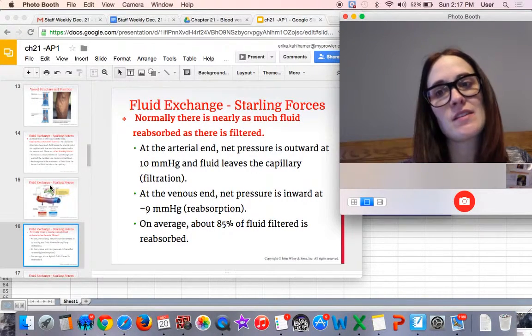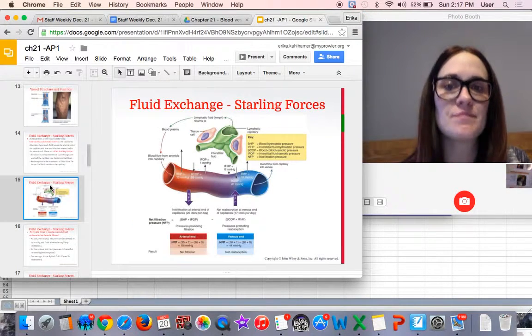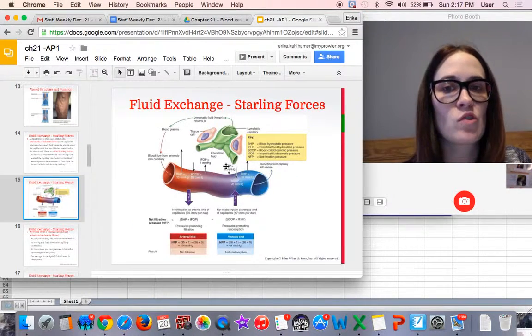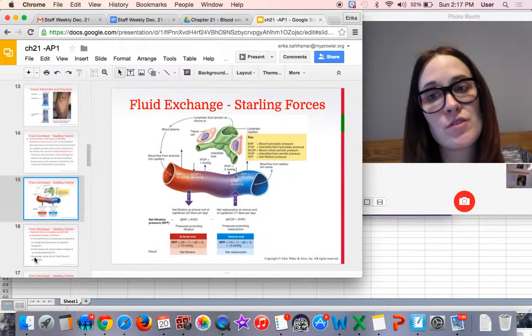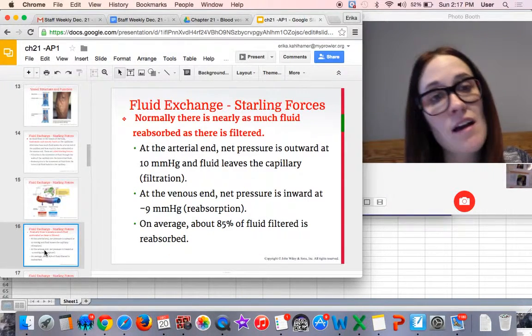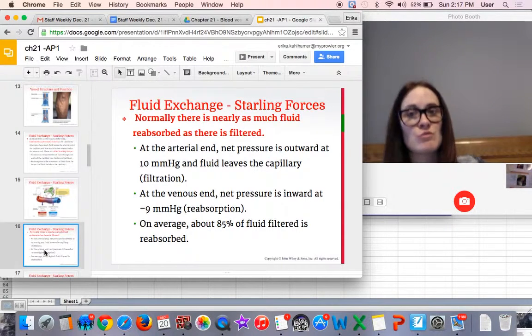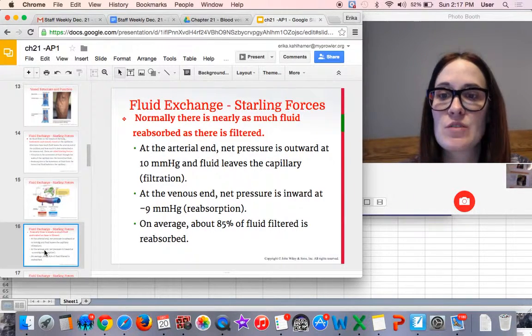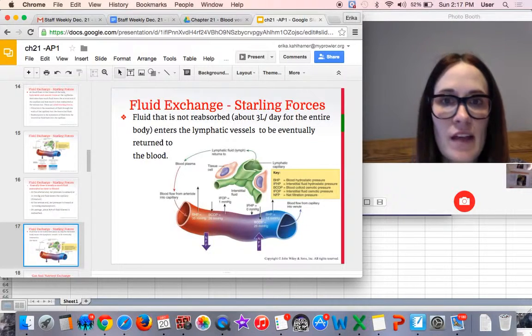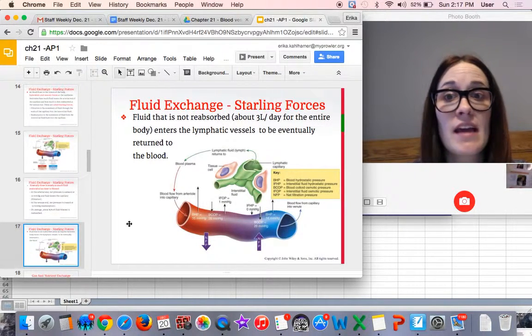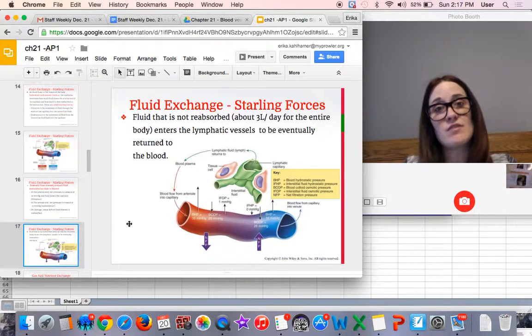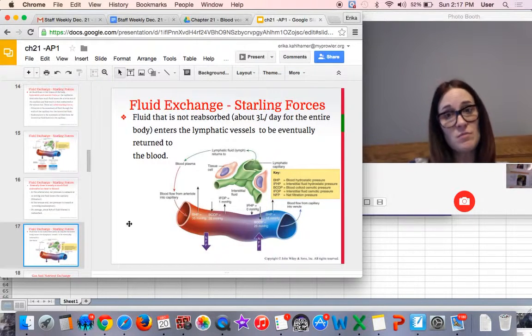So back in this image, that other 15% that is not reabsorbed, the lymphatic system should pick up to reroute to the circulatory system. It dumps its contents actually back into the right atrium as well. And that's what this is saying. Fluid that is not reabsorbed, about 3 liters per day, enters lymphatic vessels to eventually return back to the blood.